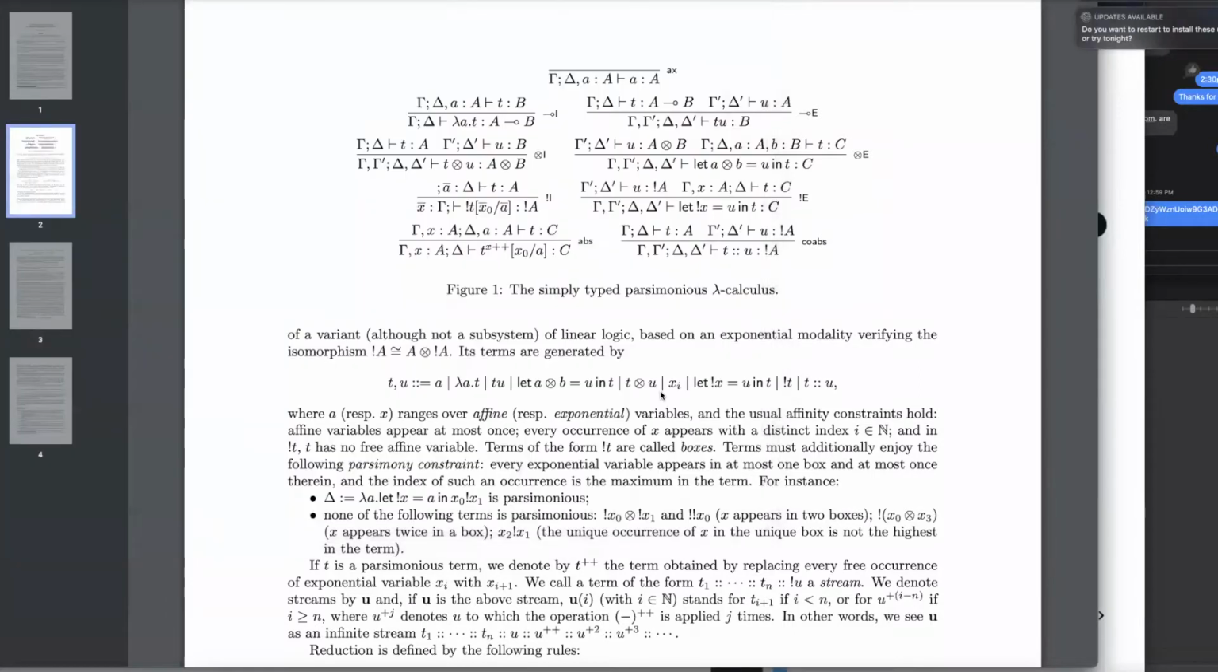What is the relationship between x0, x1, and x? So think of this as giving you an infinite list of variables. So x0 is going to be the first position, x1 is going to be the second position, x2 is going to be the third position.